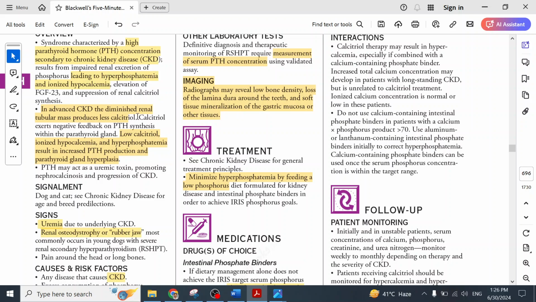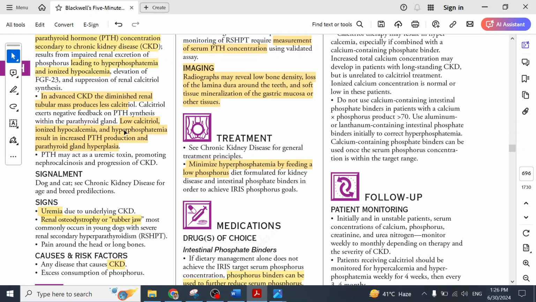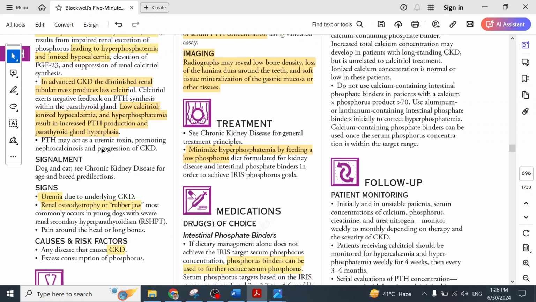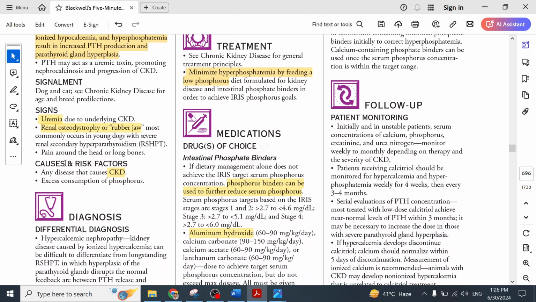In advanced CKD, diminished renal tubular mass produces less calcitriol. Whenever there is less calcitriol, there is less absorption of calcium. Low calcitriol, ionized hypocalcemia and hyperphosphatemia result in increased PTH production and parathyroid gland hyperplasia. Signs are uremia, renal osteodystrophy, or rubber jaw.